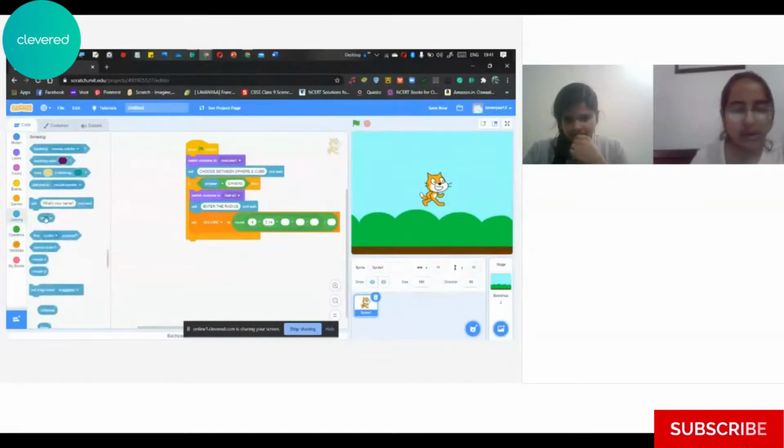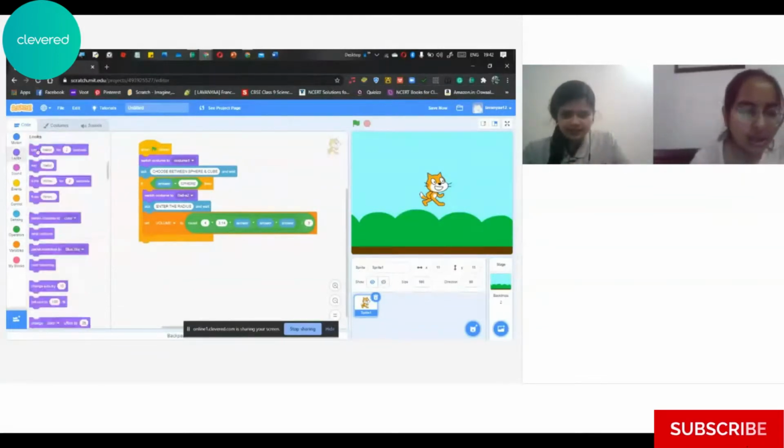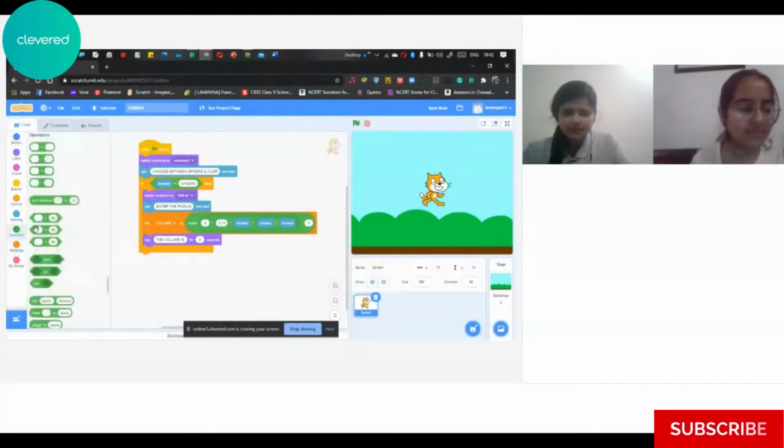Then here we will add the answer block. Got it. Perfect. We'll divide it by 3. Yes. Now at last we will add the say block and it will tell the volume. Yes, anyway, we have to give the ultimate answer, right? We can use the join block, no? We can say the volume is and then we can speak out the volume. Just use the join block.